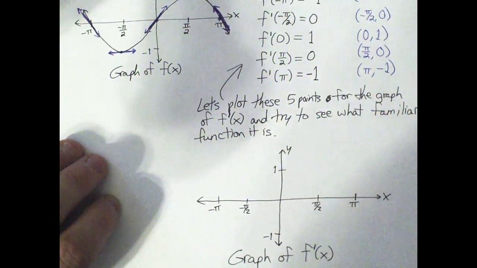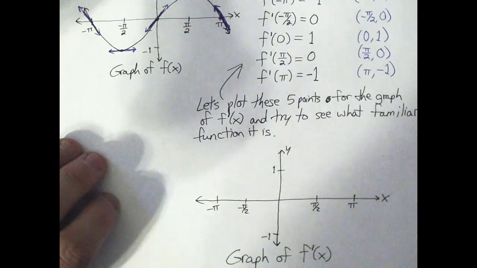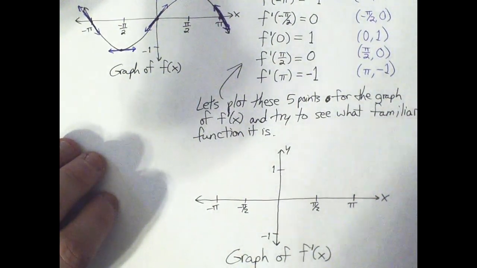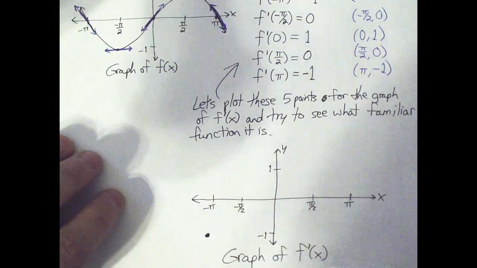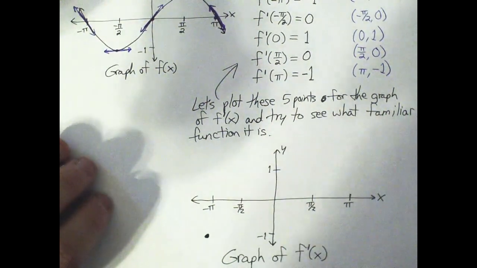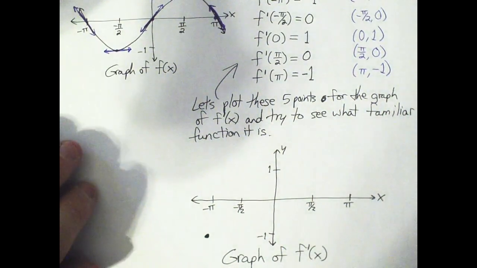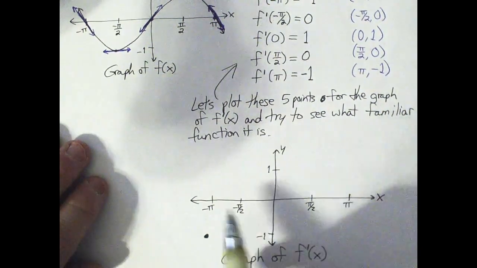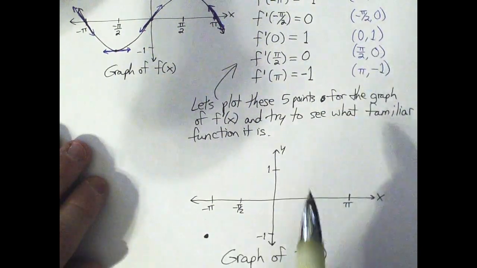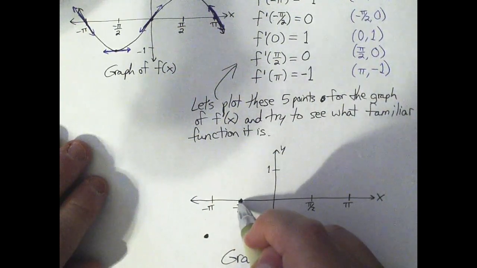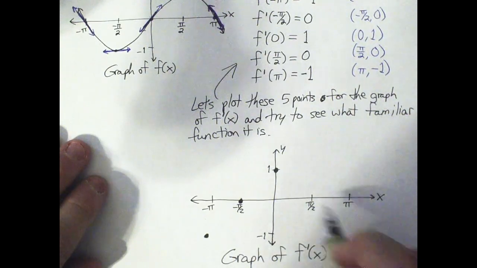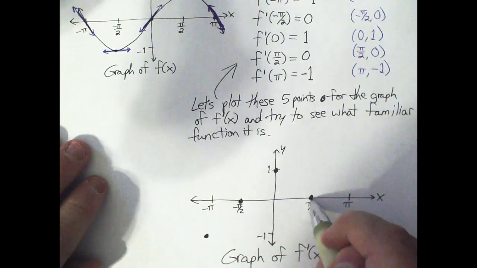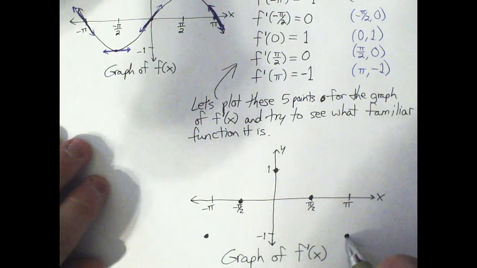So we have 5 points from our little table above, and we'll try to indicate them on here. So I think negative pi comma 1 would mean that there's a point here. We'll have to decide if 5 points is enough for us to figure out what function this is. But we get that point. Negative pi over 2 comma 0 is here. 0 comma 1 is here. Pi over 2 comma 0 is here. And pi comma -1 is here.